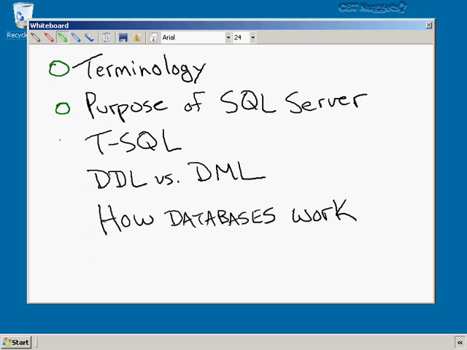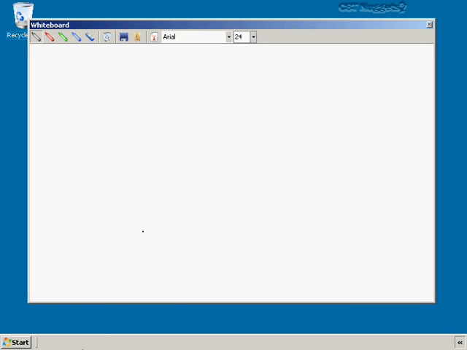We'll briefly look at the Transact SQL or T-SQL language that SQL Server uses as, well, not only as its scripting language, but really as the command language that makes it do anything. Then we'll look at the difference between data definition language and data manipulation language statements. And finally, we'll wrap up with a look at how databases really look under the hood. That's going to give us a lot of information for making planning and installation decisions for SQL Server. Once we know how something works, we can make decisions to make it work better. So let's get started. So let's start with some terminology.